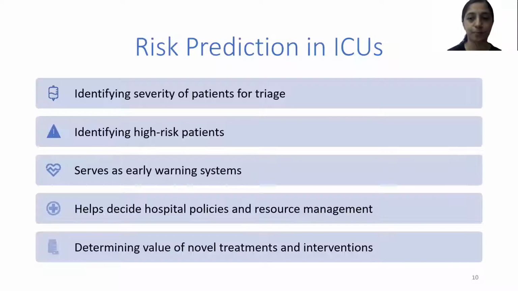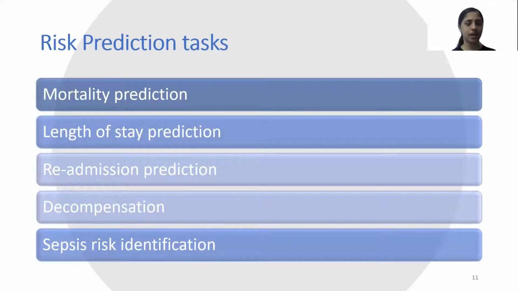Classically, mortality prediction and length of stay prediction are used for risk prediction and triaging of the patients. There are other risk prediction tasks such as readmission, which predicts the probability that the patient would be readmitted into the ICU. Decompensation means the deterioration in the state of the patient. Sepsis is a sequential organ failure complication which occurs quite frequently in a lot of ICU patients and is nowadays having a lot of focus due to this.